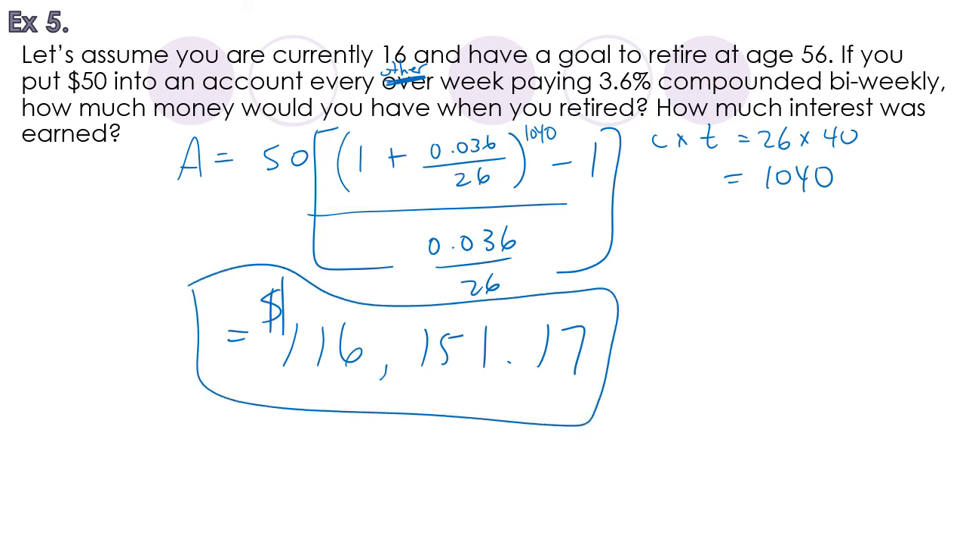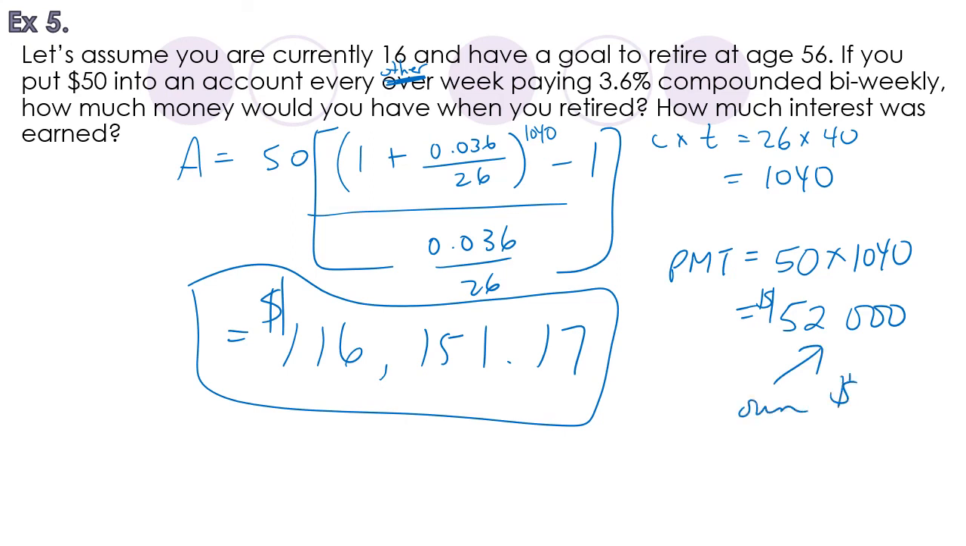Let's do a quick little self-check. How much interest was earned? Well, we want to figure out how much of our own money we put in. So we put in $50, 1,040 times. 50 times 1,040 equals $52,000. So over the course of 40 years, you put 52 grand in of your own money. But you walked away, so this was our own money. This was the future value.